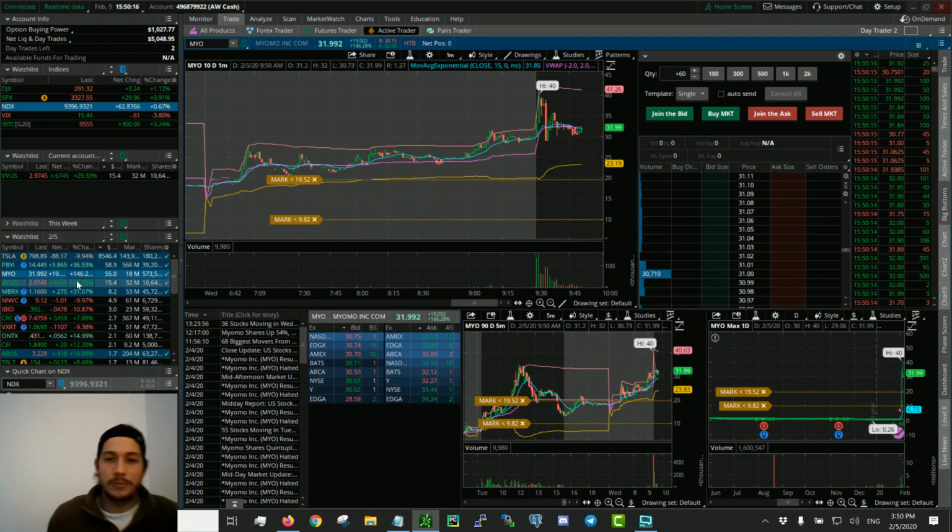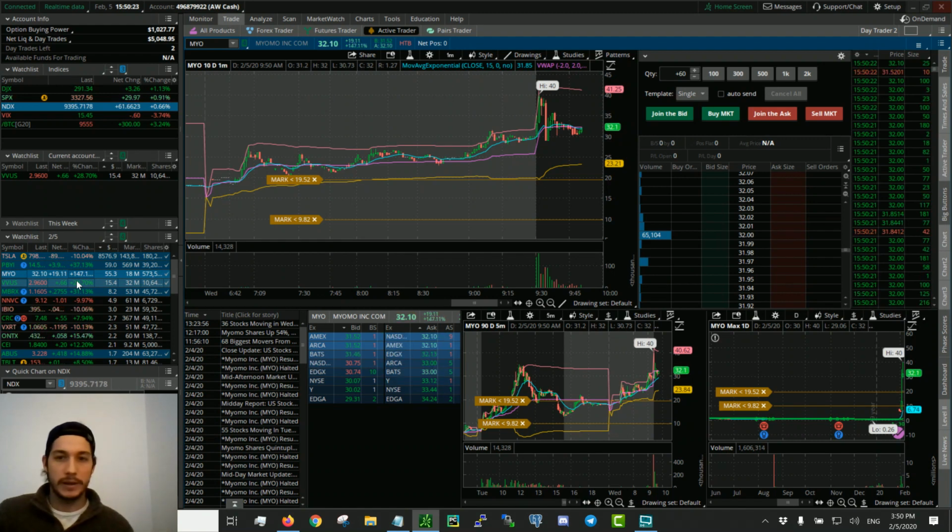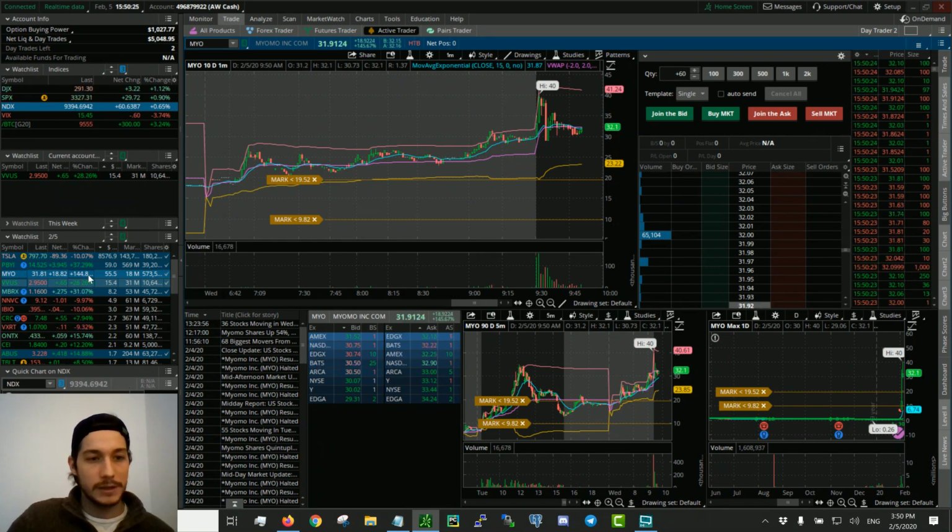MYO still trying to pull back here. I'm going to be watching this one. I definitely think I would like to score a pullback on this one. I got alerts all over the place. I'm not going to be chasing it though.